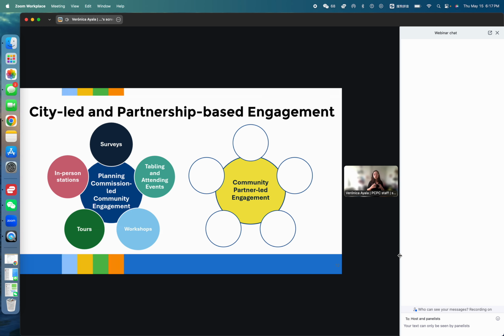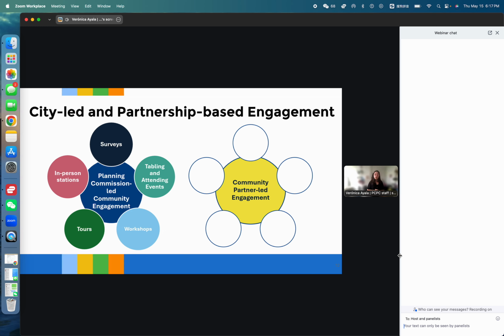And so this includes a general survey for folks that are comfortable doing a survey. We'll have that, but we'll also employ engagement stations and tabling and attending of community events. So whether there's a festival in your community that is well attended and you want us to show up and table, we will do that.